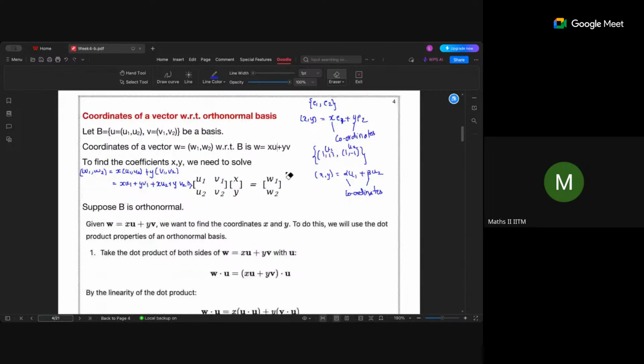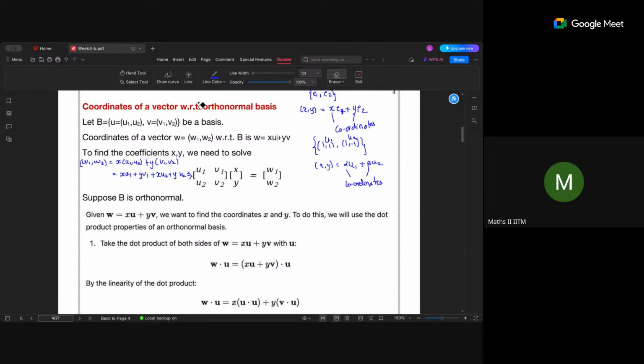So now let us say that this B is orthonormal. If B is orthonormal, what are the things we know? You have u and v. If it is orthonormal, you know that u dot v should be, what is u dot v? 0. And what is norm u? 1. Norm v is also 1. So these are the things we know if B is orthonormal.